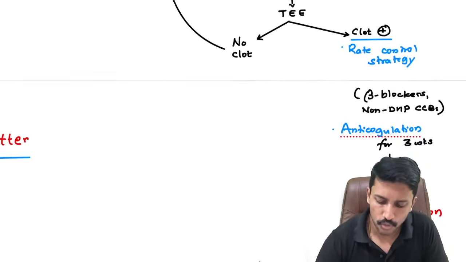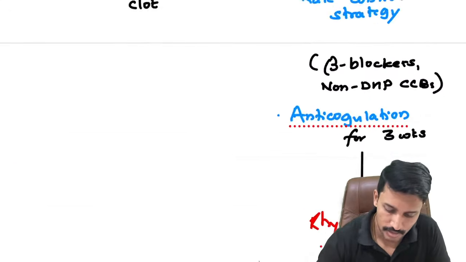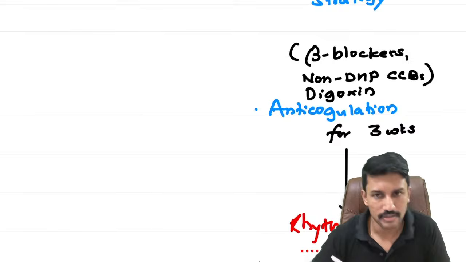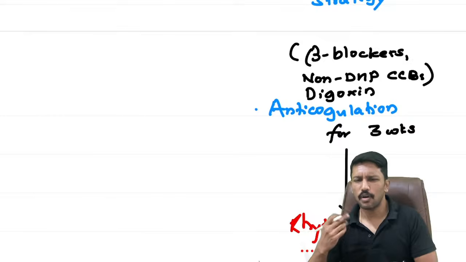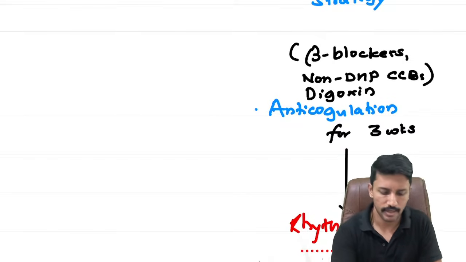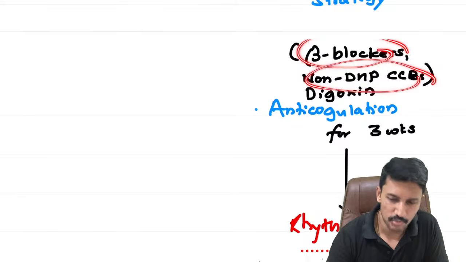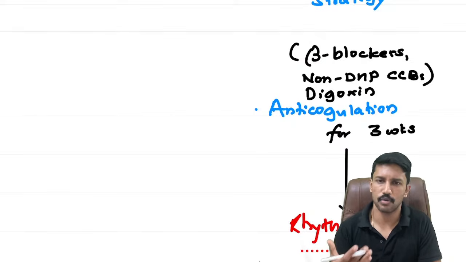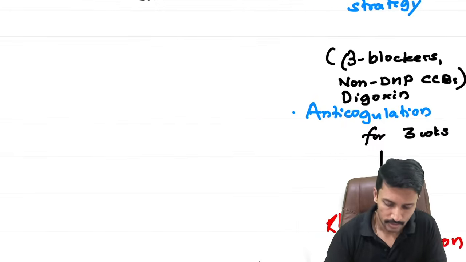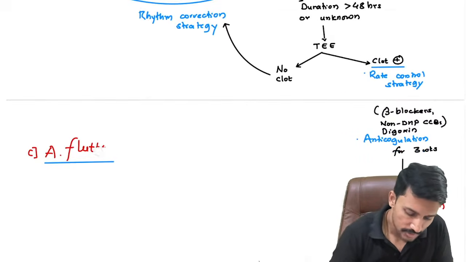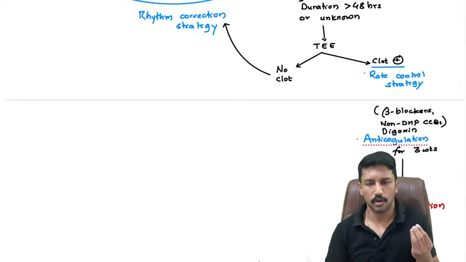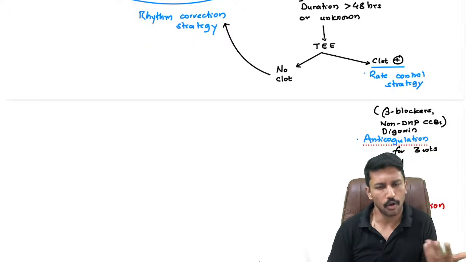Okay. So rate control, how do we achieve? I forgot to mention the rate control can also be achieved with digoxin. So in today's practice, we do not prefer to use digoxin because of its toxicity, right? We have better drugs which can give me the same result. So we prefer to use beta blockers or non-dihydropyridine calcium channel blockers over digoxin. Okay. Now coming to how do I achieve the rhythm correction? Rate control we understood, right? I can use beta blockers or non-dihydropyridine calcium channel blockers or digoxin.